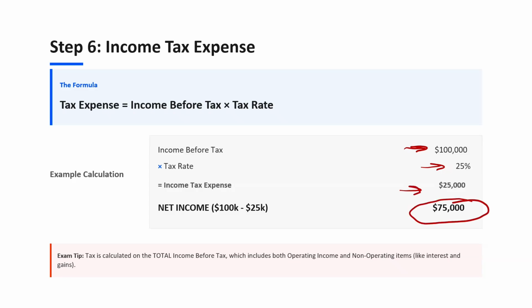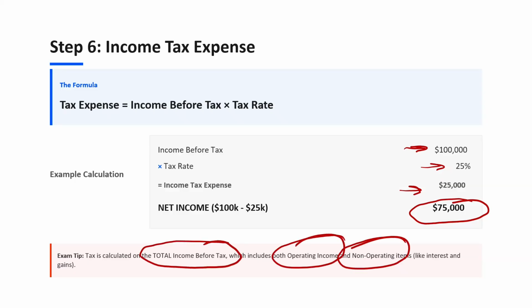Our net income is income before tax minus income tax. Income before tax includes both operating and non-operating items like interest and gains. They're already included here.